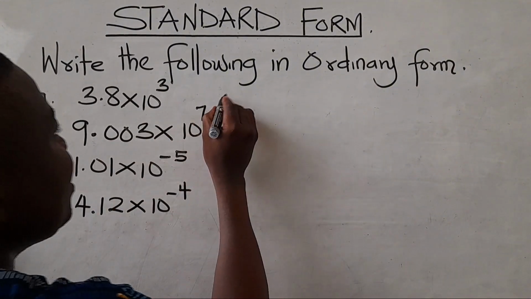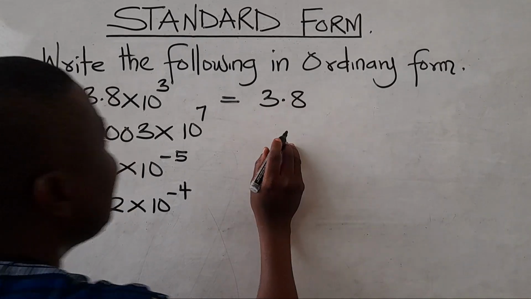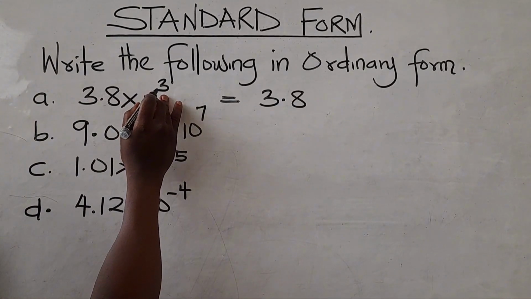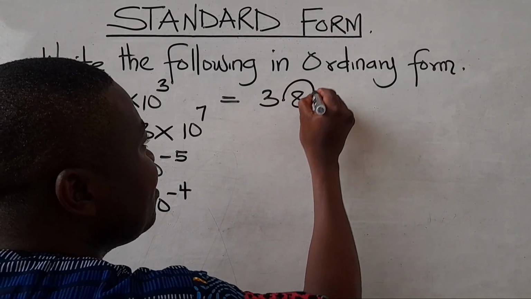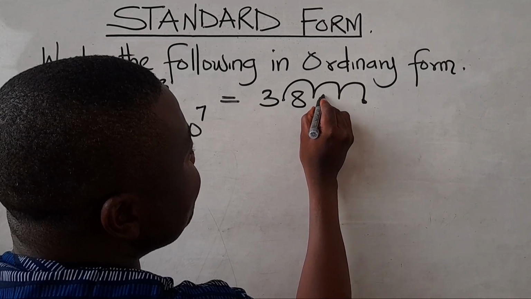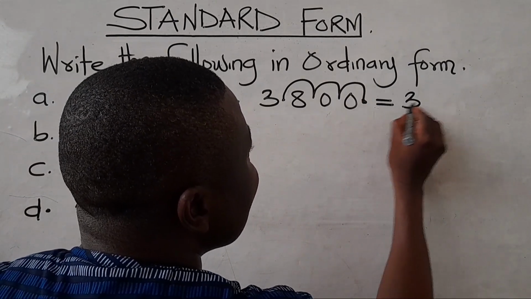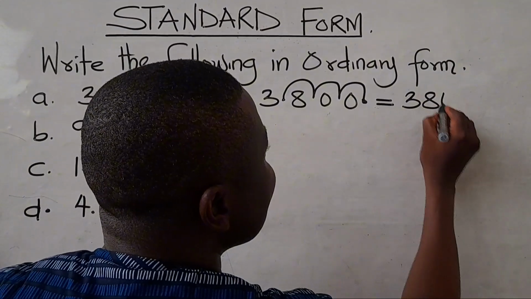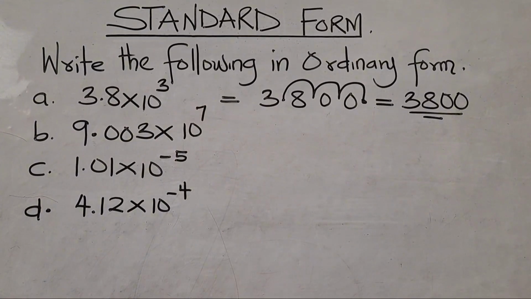So, let's see. This, we just write it out, 3.8. Power 3, positive 3. You're taking 3 times to the right, so it goes this way. 1, 2, 3. So the point ends here. All the gaps, you fill them up with a 0. So this becomes 3800, and that is the answer. 3,800. Let's see the second one.